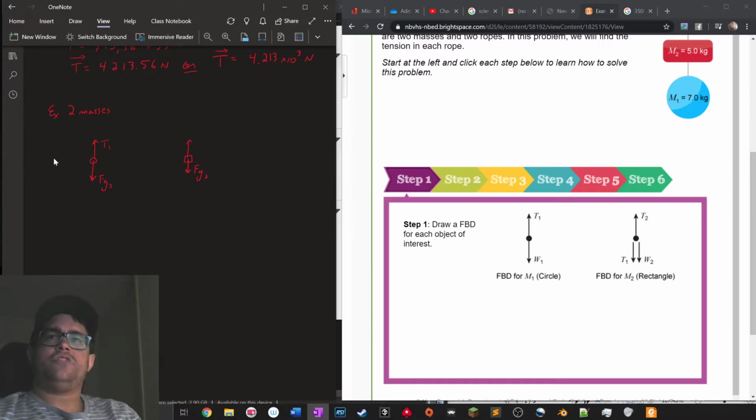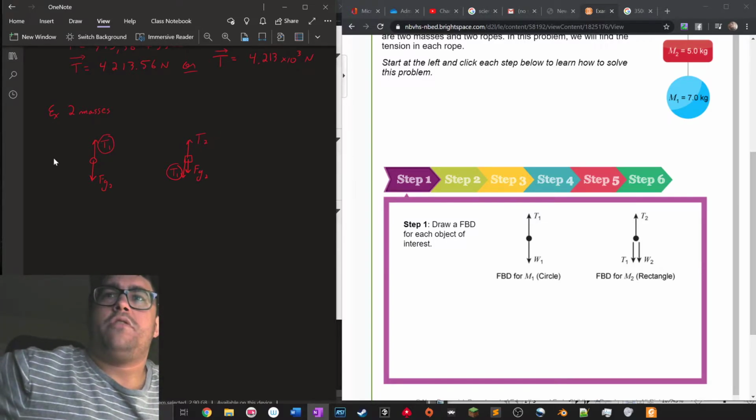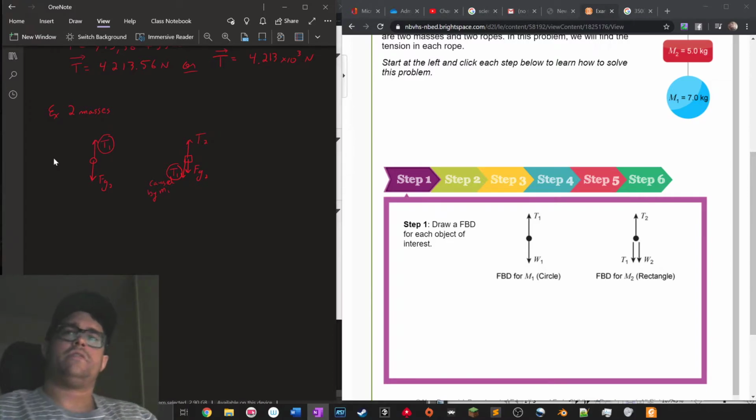It has a tension 2, and it also has T1. Because this tension is the same as this tension, right? The tension in this cord, caused by mass 1, which is here, M1 and M2.